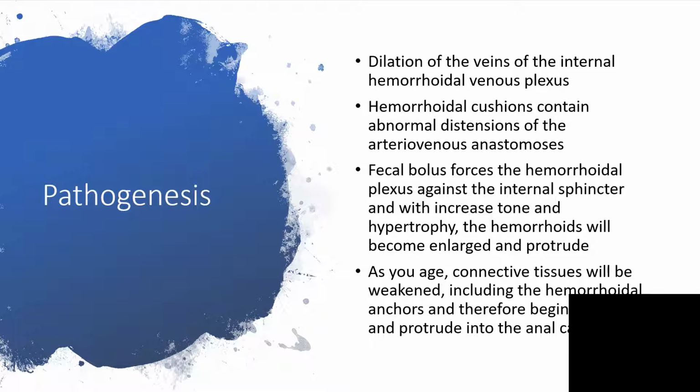As you age, like I mentioned earlier, part of the causes is increased age. As you age, the connective tissues will be weakened, including the hemorrhoidal anchors. They will become weakened, and therefore they begin to sag and protrude into the anal canal.